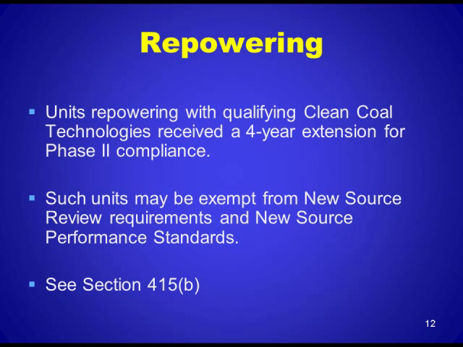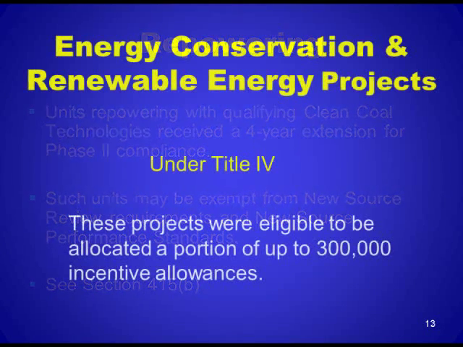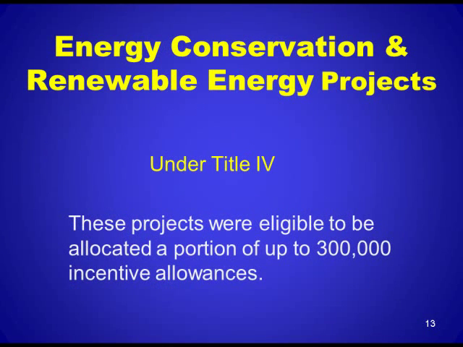Repowering. Units repowering with qualifying clean coal technologies received a 4-year extension for Phase 2 compliance. Such units may be exempt from new source review requirements and new source performance standards. Now, to fully understand this, please see Section 415(b) of the Clean Air Act. Energy conservation and renewable energy projects: under Title IV, these projects were eligible to be allocated a portion of up to 300,000 incentive allowances.